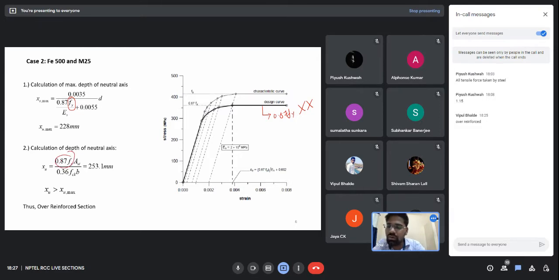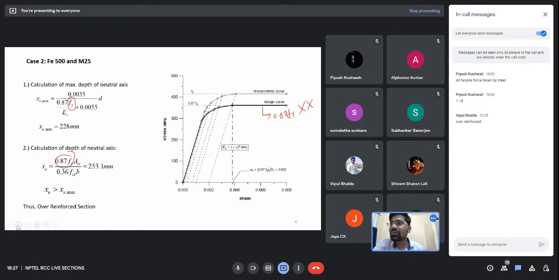Using 0.87 fy here is wrong, and this is also wrong. So I cannot proceed with my problem further before I know the actual stress in my steel. So it is very important that you know the previous problem which I solved in the previous session. You should be very thorough with that problem. Then only you would be able to understand this.